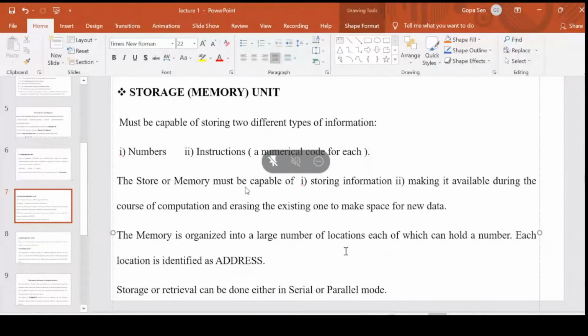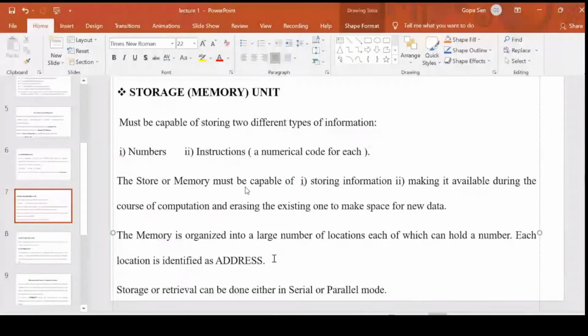Now, how is the memory organized? So memory has different locations. Say it has 100,000 locations. This is how the locations are organized. The memory is organized into a large number of locations, each of which can hold a number. Now, say we have 1,000 locations. How will we identify each location? First location, second location, third location, how will you identify the different locations? So each location must have an address. Each location is identified by an address.